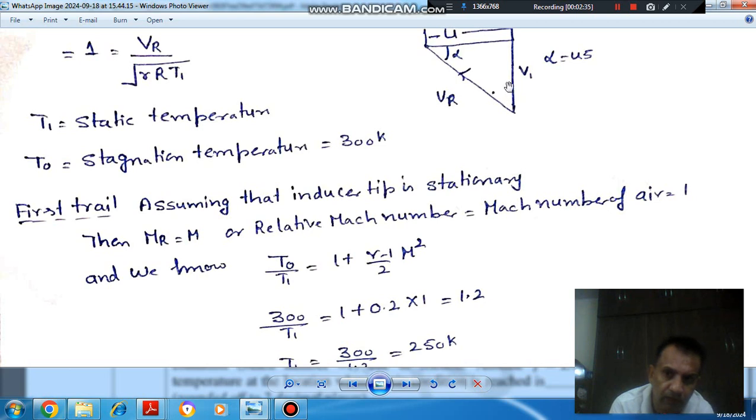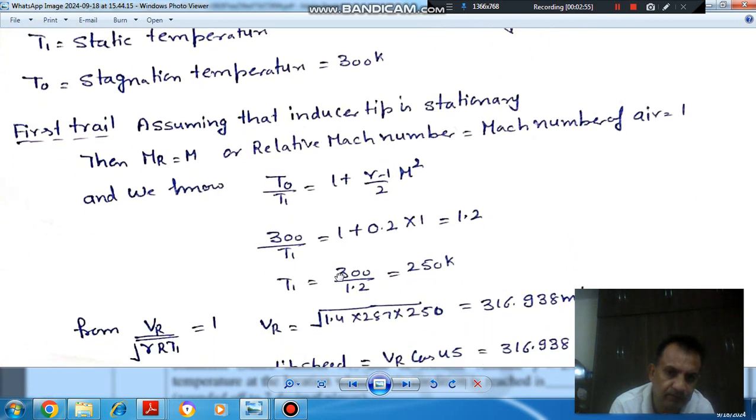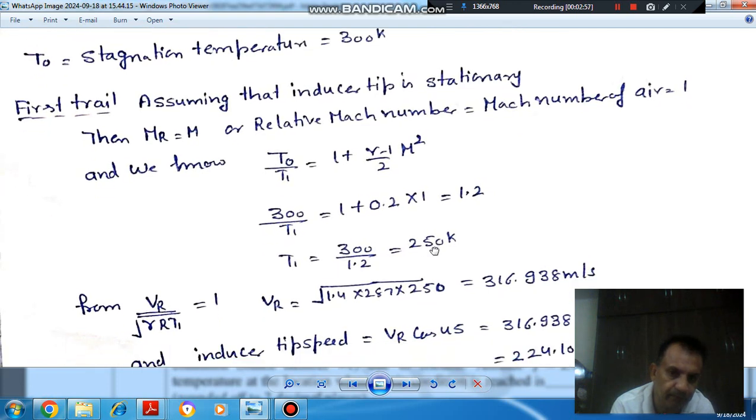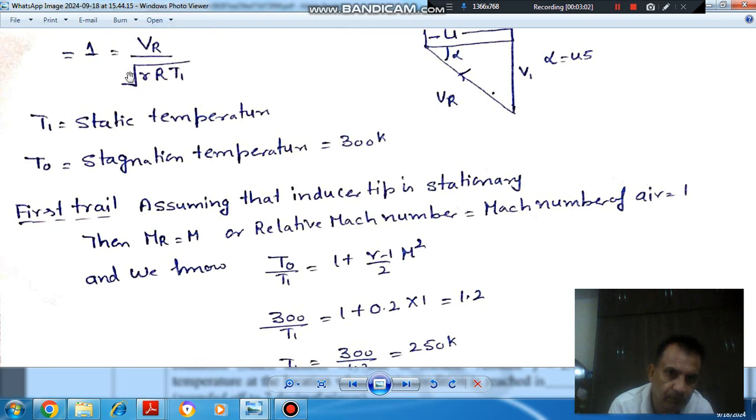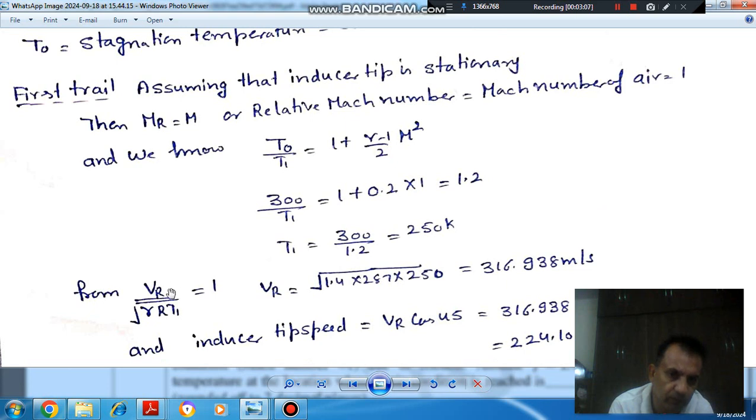From the energy equation we have T0 by T1 equal to 1 plus (gamma minus 1) by 2 times M squared. Now M is 1 and U is 0, so T1 comes out as 250 Kelvin. From VR by root gamma R T1, we find the value of VR. VR now comes out as 316.938 meters per second.